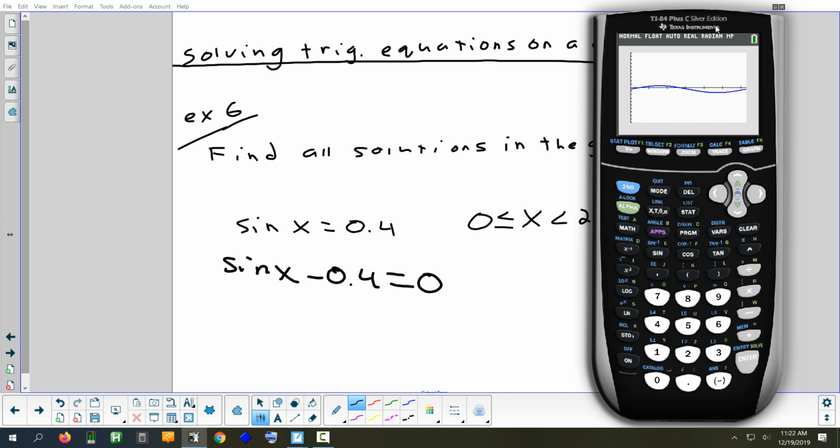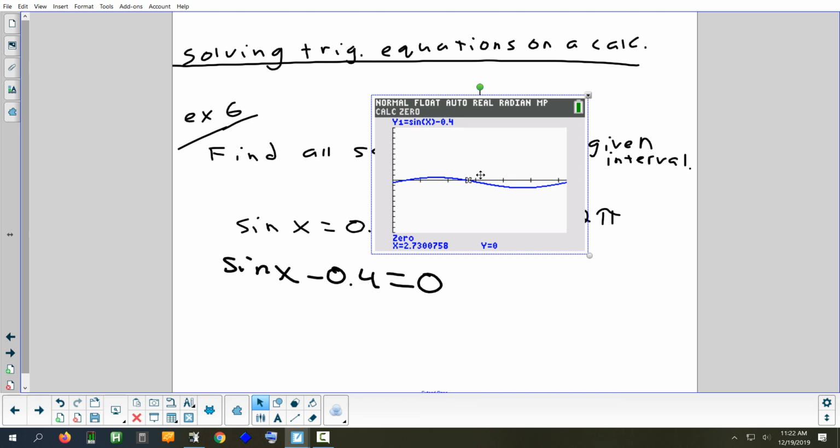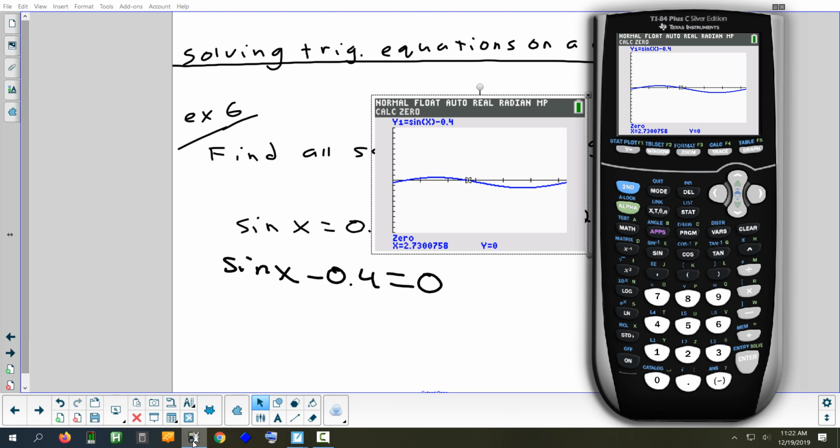And what's the name of the feature if you want to calculate where it crosses the x-axis? Yep. Second calc, 0. I'm going to pick a value to the left. I'm going to pick a value to the right. I'm going to hit enter. And look what I get. 2.73. Now, remember the answer that I had on the screen. 2.73. So I'm not saying graphically is bad, it's fine. It's a lot slower than what I did. But it required me to know a few more things.